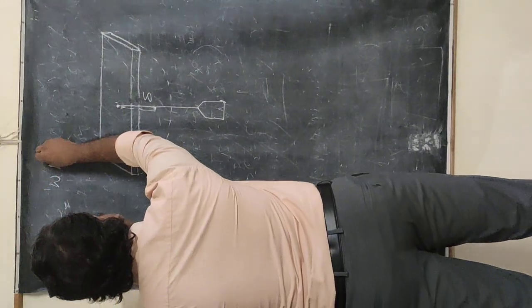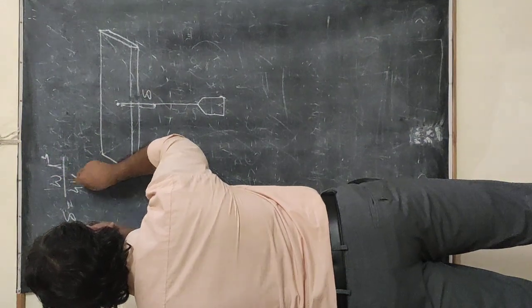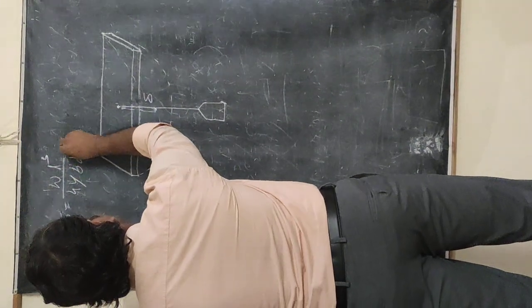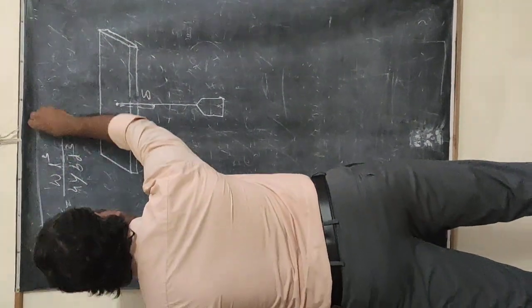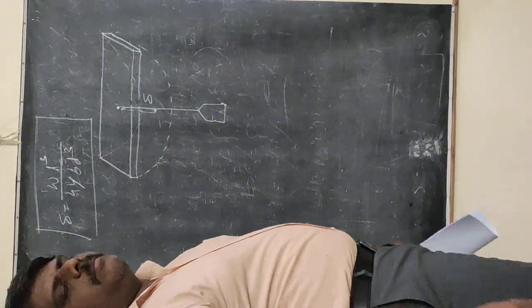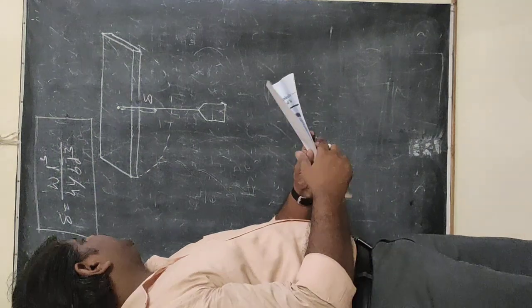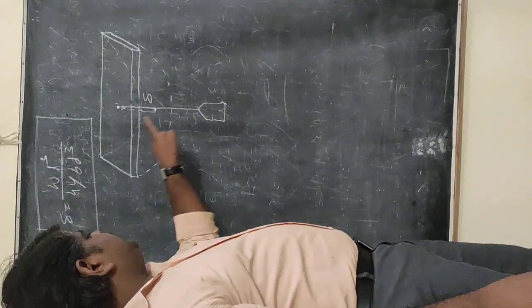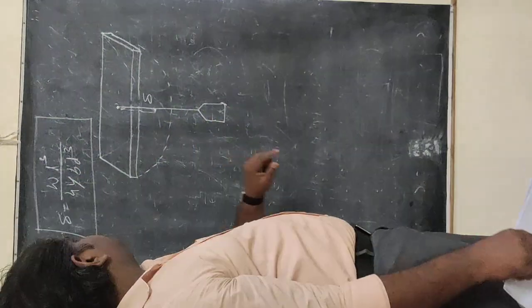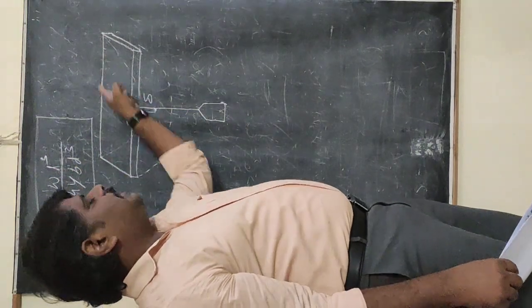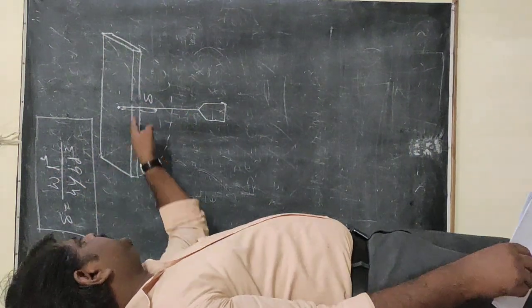W into L power 3 by 4 into Y into B into D power 3. This is the formula to find the depression produced in the beam when the weight is attached. Okay, let us refer to the terms here. W represents the weight which is attached here, L represents the length of the beam, and Y represents Young's modulus.